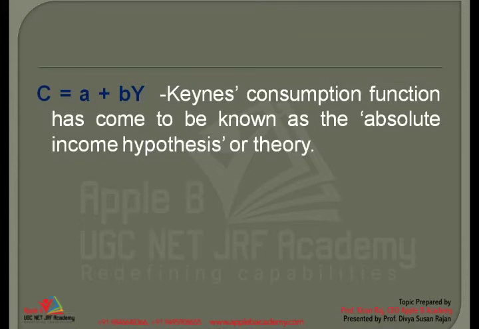So in general, Keynes formulated C = A + BY, wherein your autonomous consumption is always greater than 0, that is A is always greater than 0, and your B will always lie between 0 and 1 because your MPC always lies between 0 and 1.